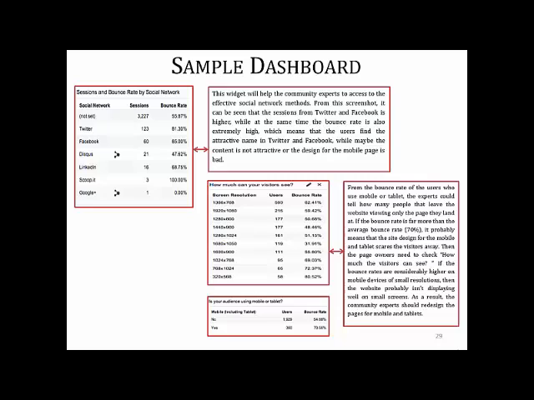The next tab shows sessions and bounce rate by social network. This tab can help the community experts to assess effective social networks. From the screenshot, it can be seen that sessions from Twitter and Facebook are higher, while at the same time the bounce rate is also extremely high, which means that the users find an attractive name on Twitter or Facebook while the content is not really that attractive.